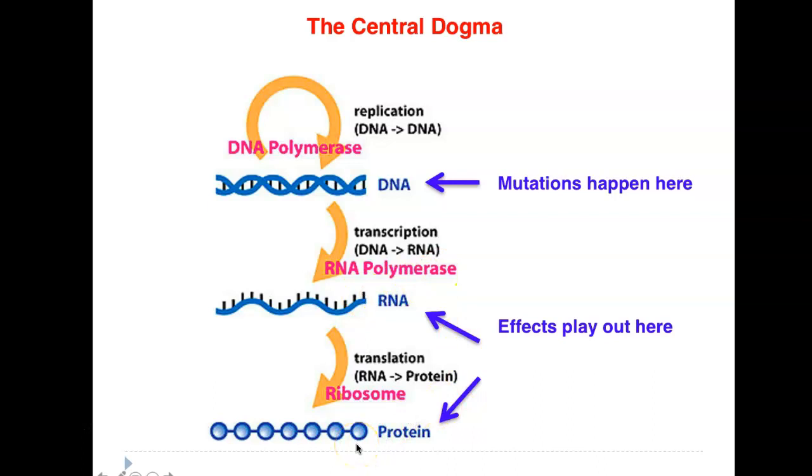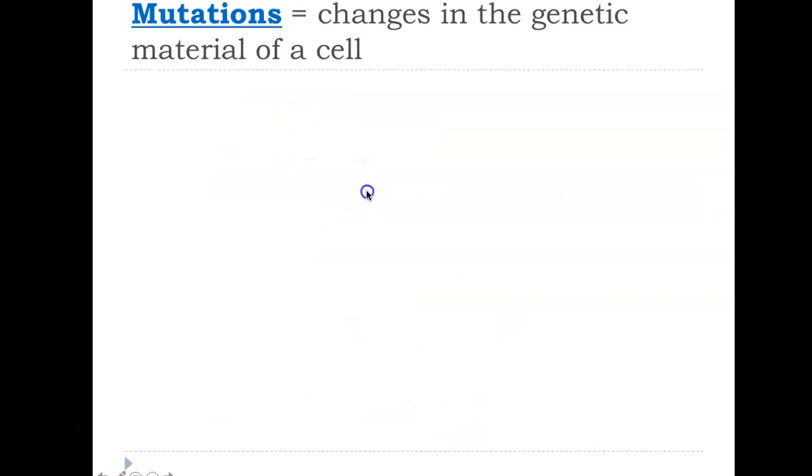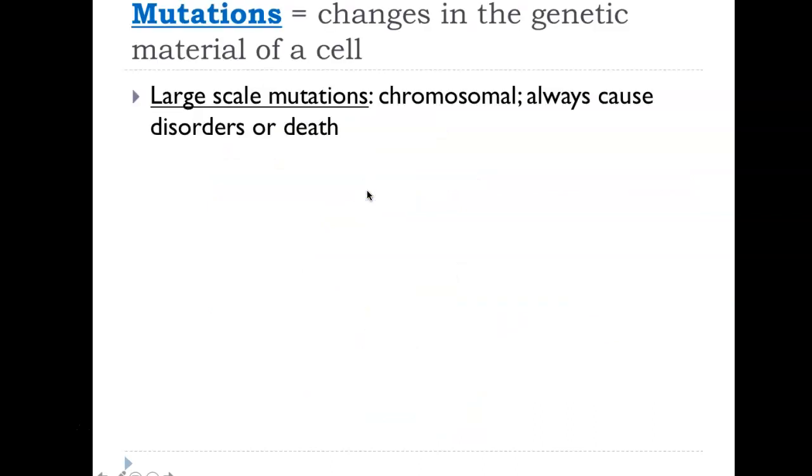Where do mutations actually happen? Here, during replication. So the first thing I want you to know about mutations is that they happen during replication, not transcription and translation. If a mistake is made in transcription or translation, no big deal. It just gets degraded by the cell, and then the cell's like, okay, I'll try again. But if there is a mistake made with DNA, that is when problems happen. Okay, so a mutation is a change in the genetic material of the cell.